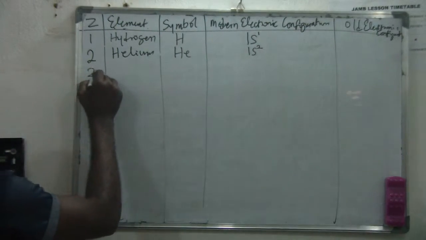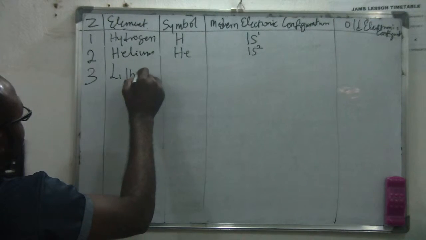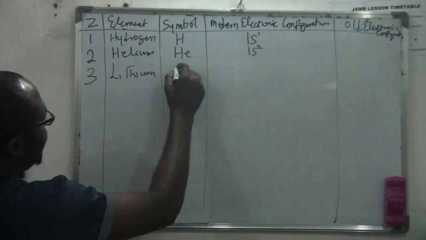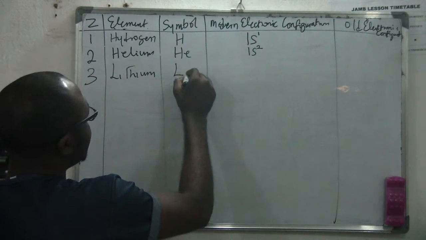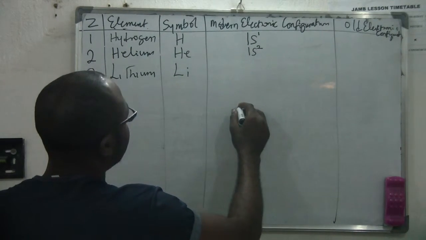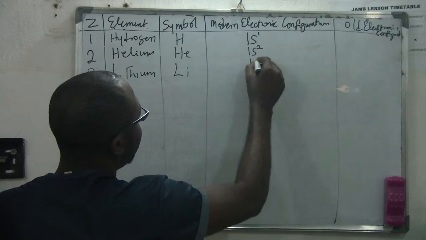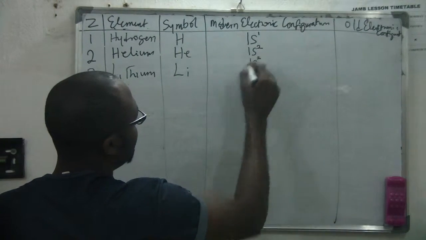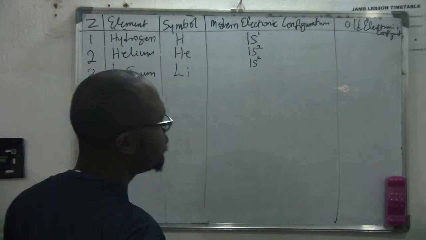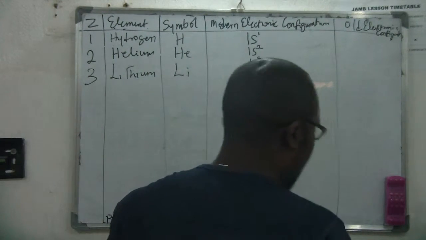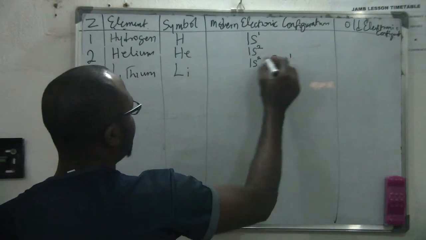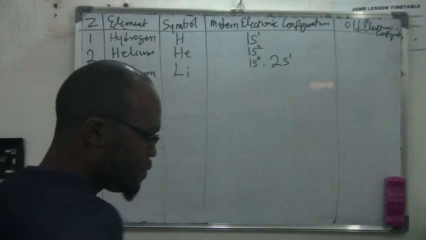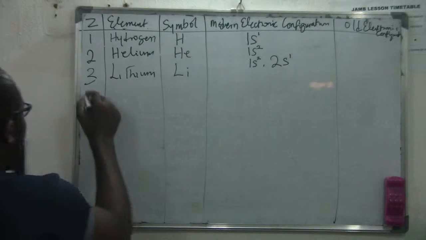The number 3 element is what? Lithium. What is the symbol for lithium? Li. What is the modern electronic configuration? 1s what? 2. S is not more than 2. Then after 1s2 you put what? The next one is 2s what? 1. 2 plus 1 is what? 3. Is that clear? Yes.